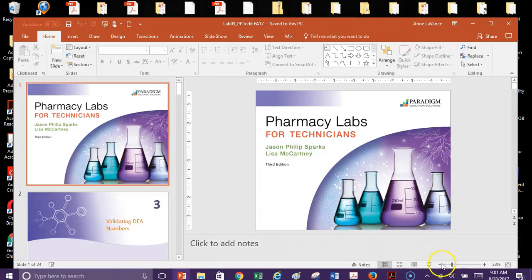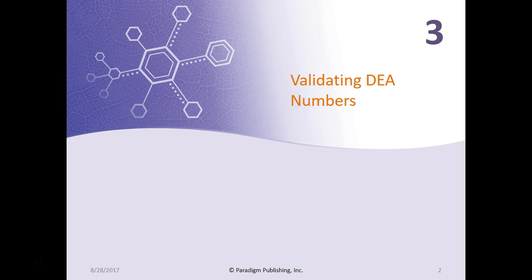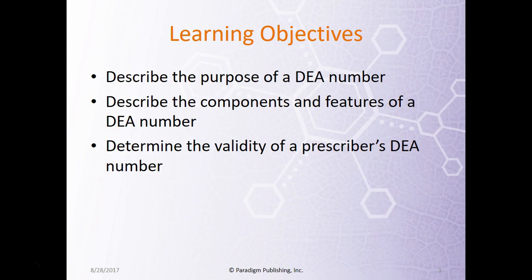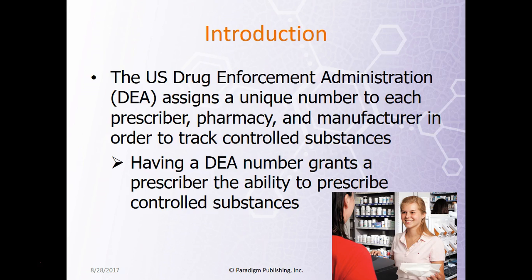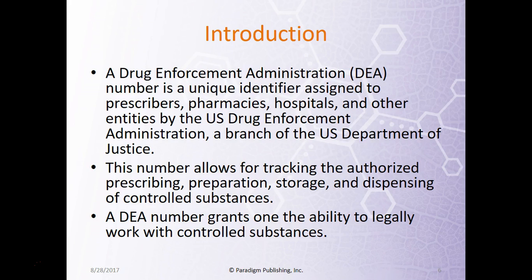So we're going to start by talking about validating DEA numbers. The United States Drug Enforcement Administration, known as the DEA, assigns a unique number to each prescriber, pharmacy, and manufacturer in order to track controlled substances. Having a DEA number grants a prescriber the ability to prescribe controlled substances.